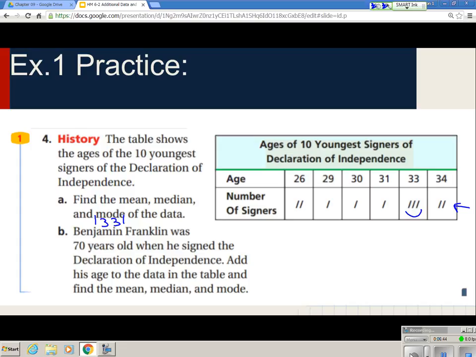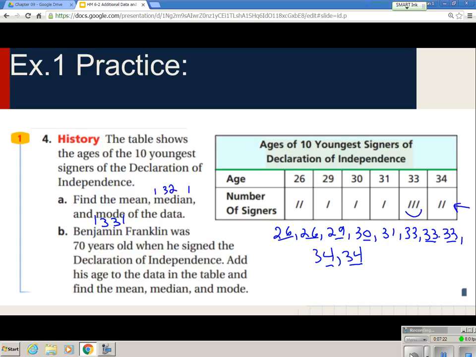Now we got to find the mean, median. So we'll write 26 twice, 29 once, 30 once, 31 once, 33 3 times, 34 twice. A lot of people signed that Declaration of Independence. So what we have to do now is we have to find the median number. So you cross off 26 and 34, 26 and 34, 29 and 33, 30 and 33, and we're left with 31 and 33. So right in between there for the median is 32.